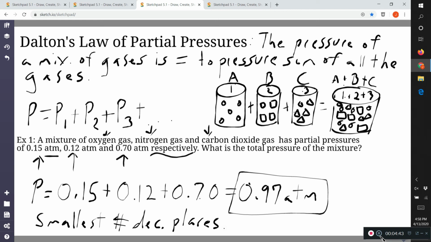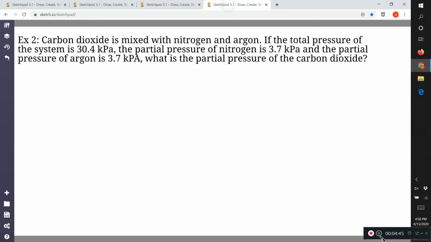All right, let's look at a slightly more complicated example. Carbon dioxide is mixed with nitrogen and argon. If the total pressure of the system is 30.4 kPa, that's kilopascals, the partial pressure of nitrogen is 3.7 kPa, and the partial pressure of argon is 3.7 kPa, what is the partial pressure of the carbon dioxide?